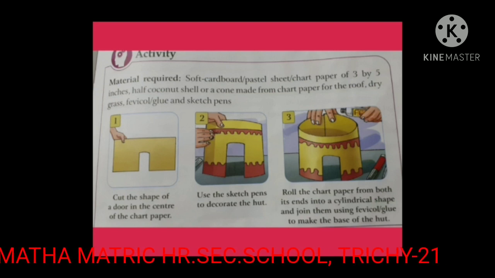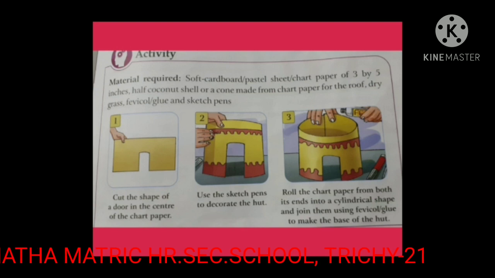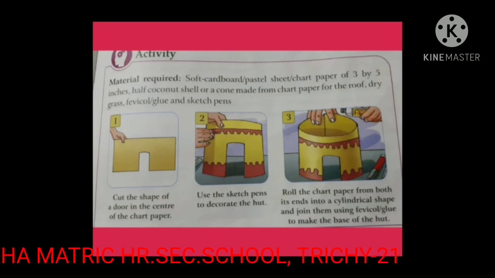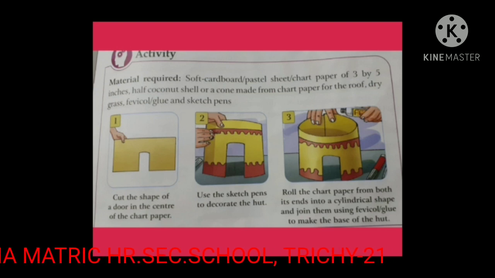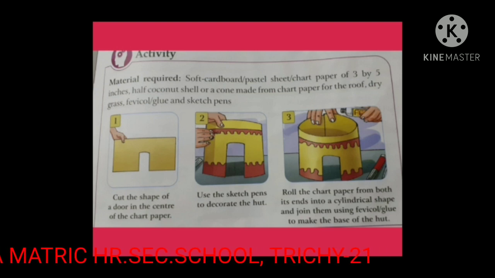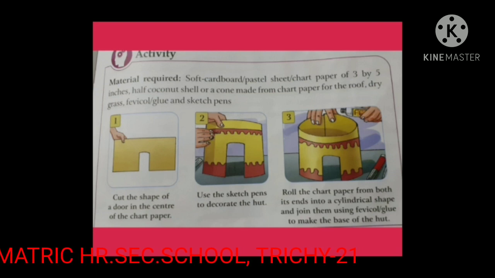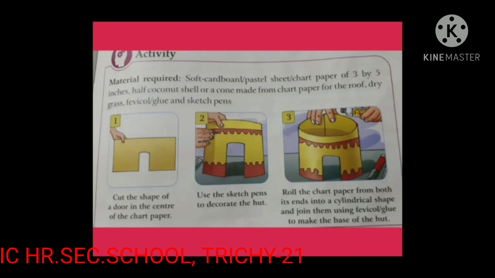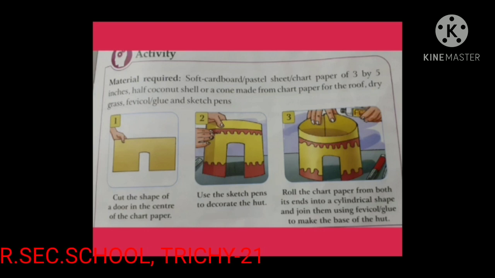Children, you are able to make a model of a hut by following 6 steps. Step 1. Cut the shape of the door in the center of the chart paper. Step 2. Use the sketch pens to decorate the hut. Step 3. Roll the chart paper from both its ends into a cylindrical shape and join them using Fevicol or glue to make the base of the hut.